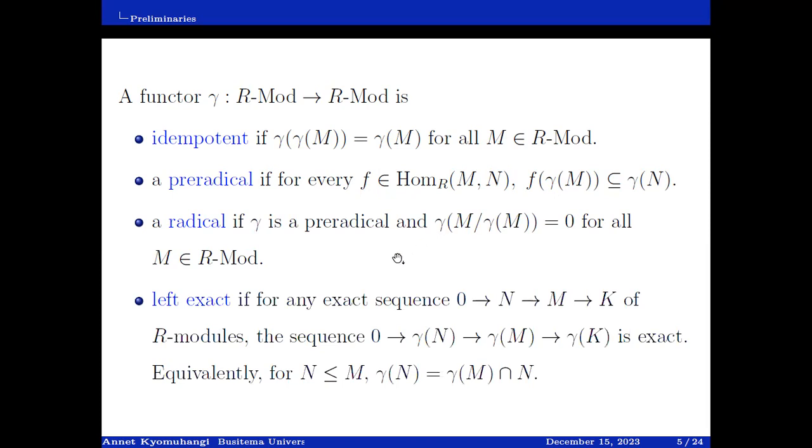Also, if a functor is left exact, then that functor must be preserving left exactness. In other words, if you have a left exact sequence, applying such a functor onto it keeps it left exact. Equivalently, one can define a left exact functor using the submodule of a module. If you have such a submodule N, applying this functor onto N is equal to applying this functor onto M intersection N. So one can use either of the two. You can use the sequence or you can use this property. If such a functor satisfies this property, then we say that functor is left exact.